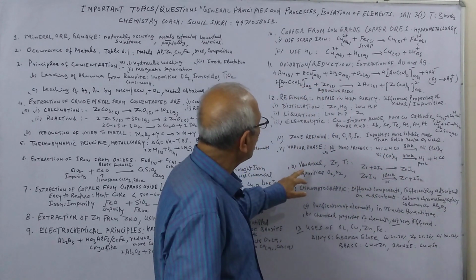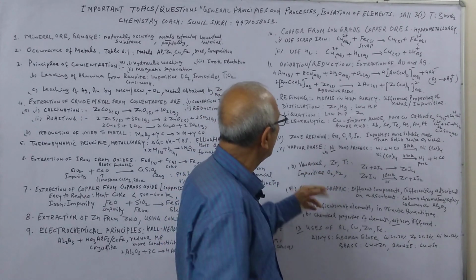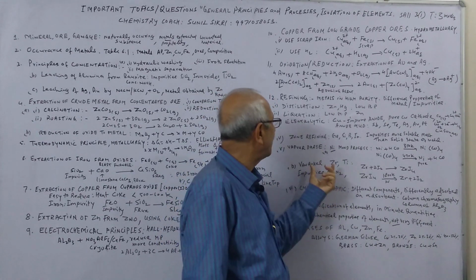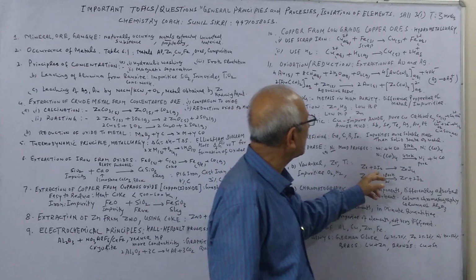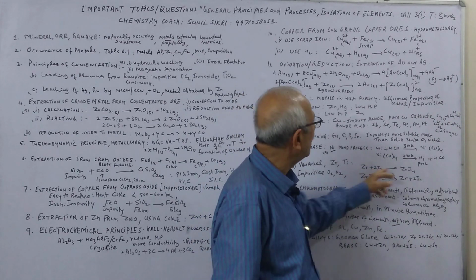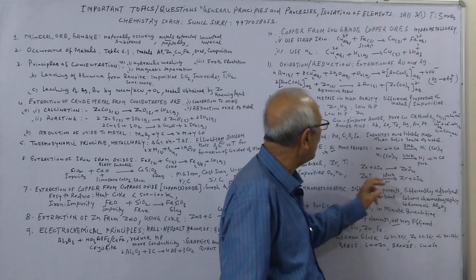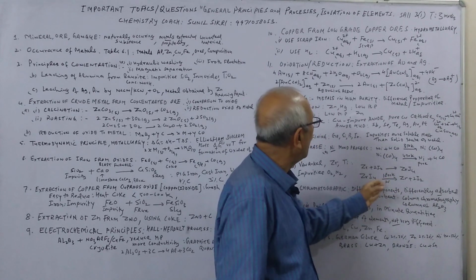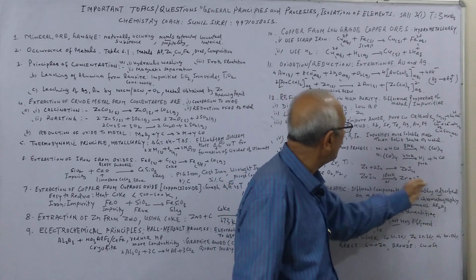Van Arkel process is important for zirconium and titanium. It removes oxygen and nitrogen as the main impurities. Zirconium reacts with iodine under vacuum conditions. This is done to form zirconium tetraiodide at 1800 Kelvin. In the presence of tungsten, it is decomposed to give zirconium.